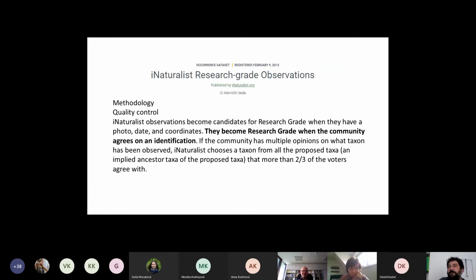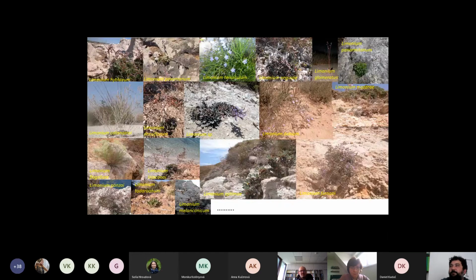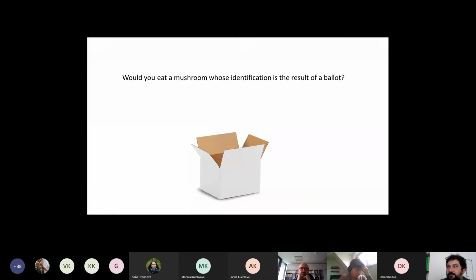So this is very strange, because I think in botany this ballot is not quite scientific. Sometimes it could happen, like in Sicily, that this is part of the Limonium, and in Sicily there are several more. So the question is, this Limonium, without knowing the territory, is also difficult to identify even for expert botanists. So in this case, a ballot I think is quite strange, and I want to leave you with this controversial question: would you eat a mushroom whose identification is the result of a ballot? Maybe not, because sometimes this could happen.